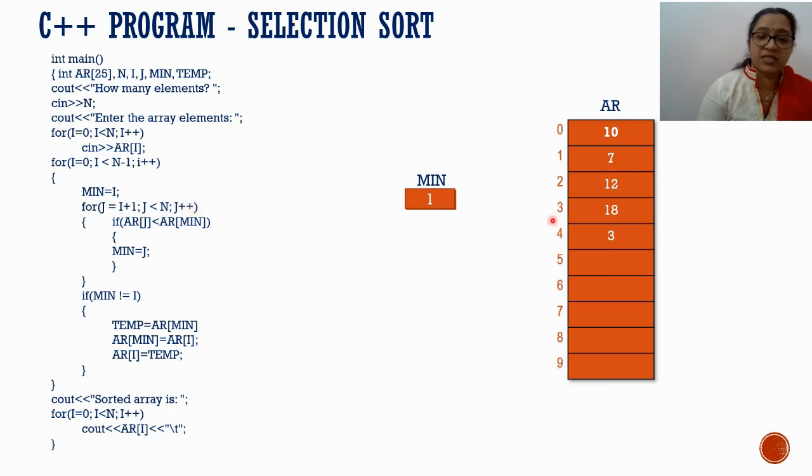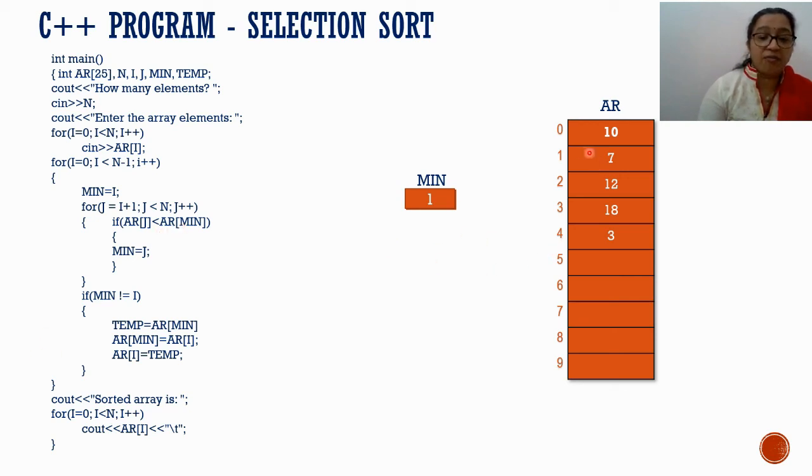j plus plus means j is on the 18th position now. So AR of min and AR of 3, that is 18, we are checking. AR of min is 7 and the other is 18. So 7 is the smallest one. Now j plus plus again. So j is 4 now.